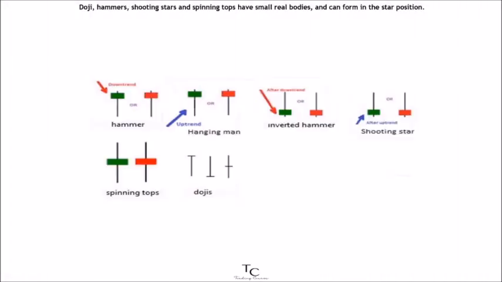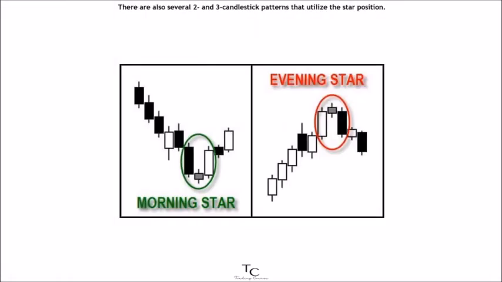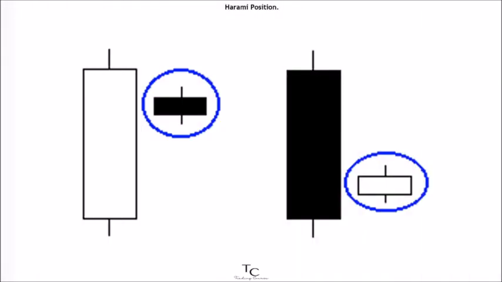Doji, hammers, shooting stars and spinning tops have small real bodies, and can form in the star position. There are also several 2 and 3 candlestick patterns that utilize the star position. Harami position. A candlestick that forms within the real body of the previous candlestick is in harami position. Harami means pregnant in Japanese.